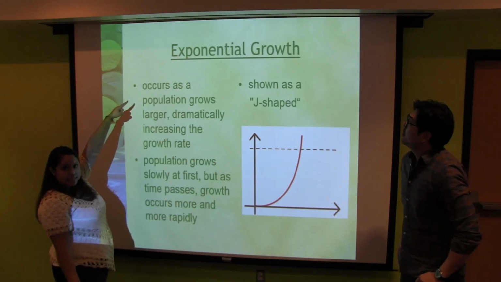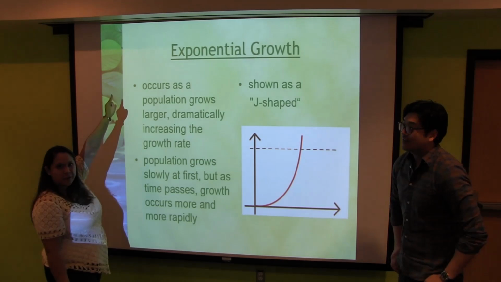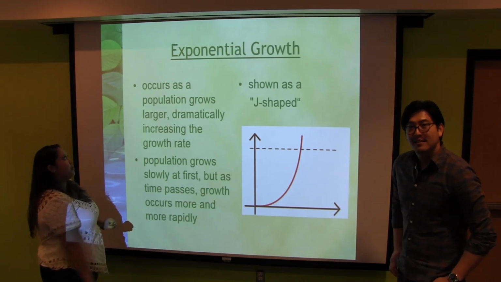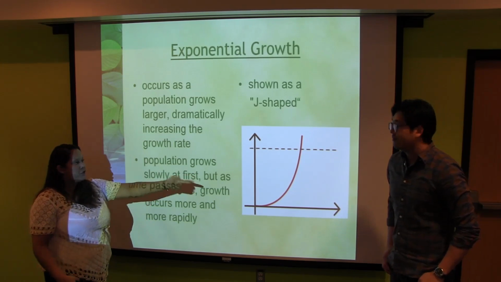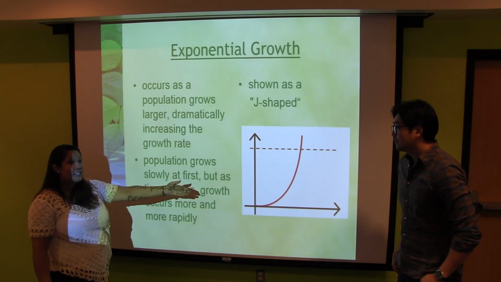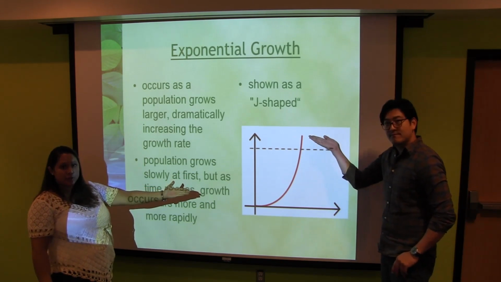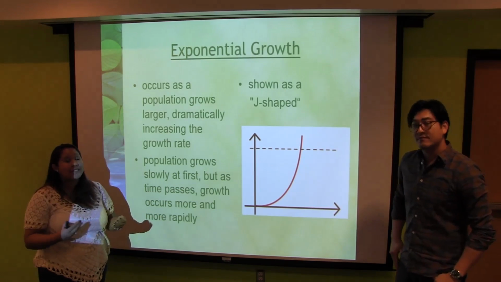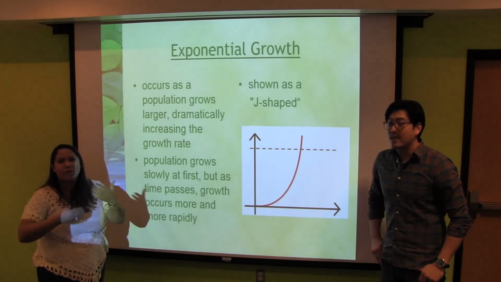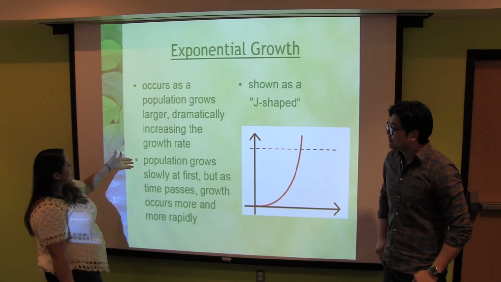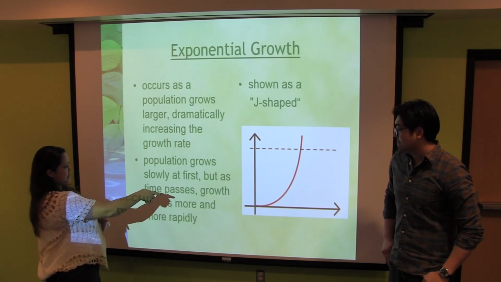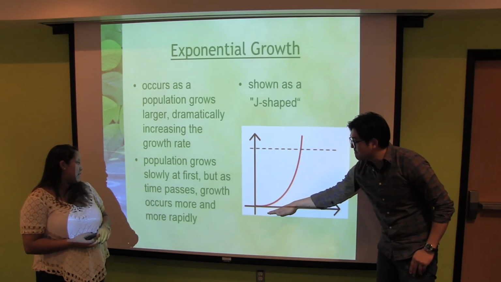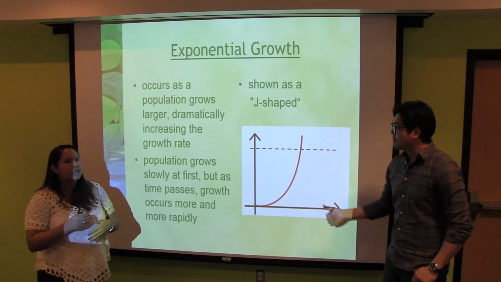Buzzword, this is underlined, so this is going to be one of your dynamic vocabulary words. Exponential growth occurs as the population grows larger, dynamically increasing its growth rate. So as you can see depicted in this graph, it is dynamically and exponentially growing. So 2 goes to 4, 4 goes to 16, 16 goes to 32, so on and so forth. Populations grow slowly at first, as depicted in the graph, but as time passes, growth occurs more rapidly in that exponential way.